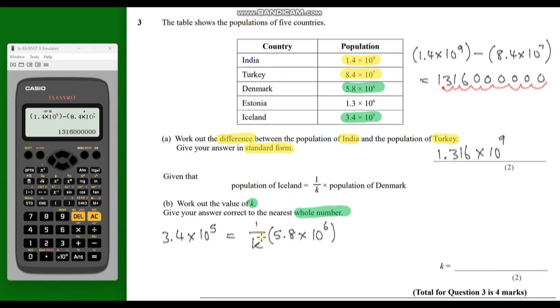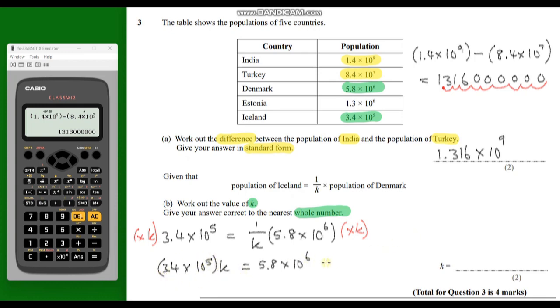So first thing I'm going to do is to get rid of k in the denominator, I'm going to multiply both sides by k. So I'm just showing you what I'm doing here. I'm just multiplying both sides by k. So if we do that, on the left hand side, we're going to have 3.4 times 10 to the power 5, all of that times k. And on the right hand side, well, the k's will just cancel out. So all I'm going to be left with is 5.8 times 10 to the power 6. And now to get k on its own, I just need to divide by this whole thing.